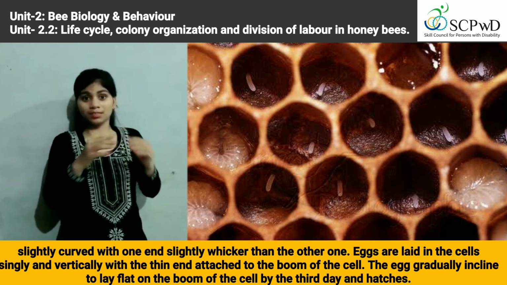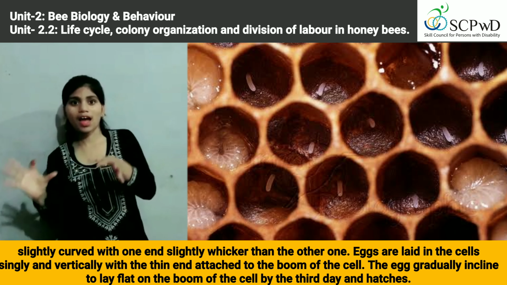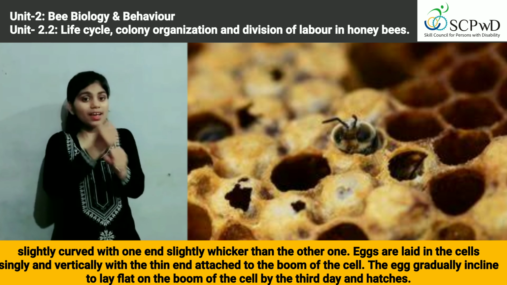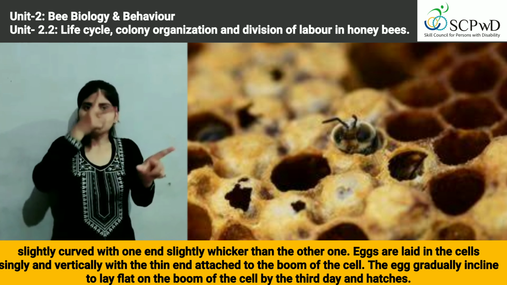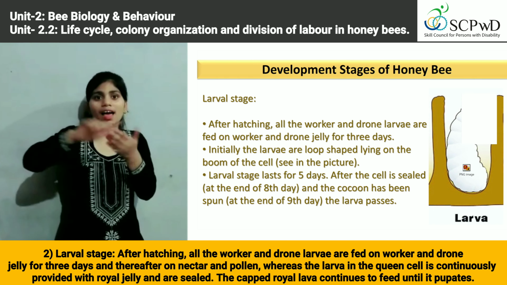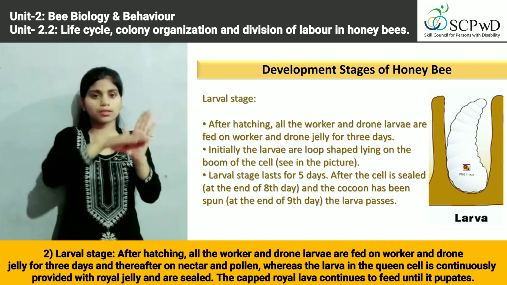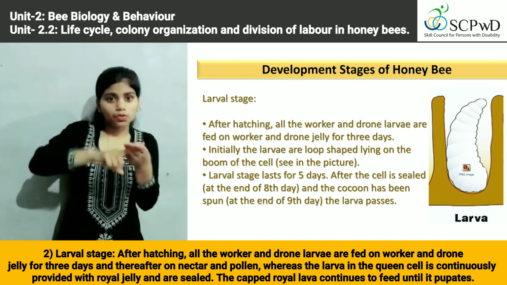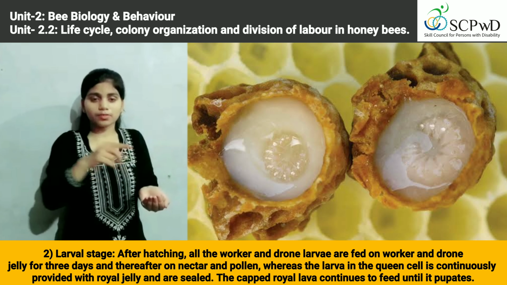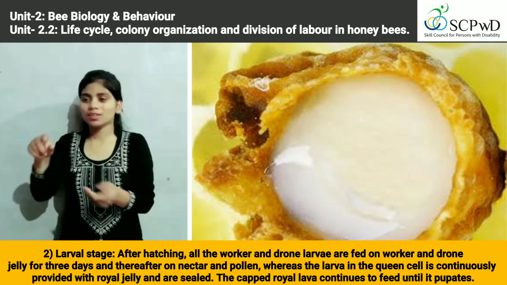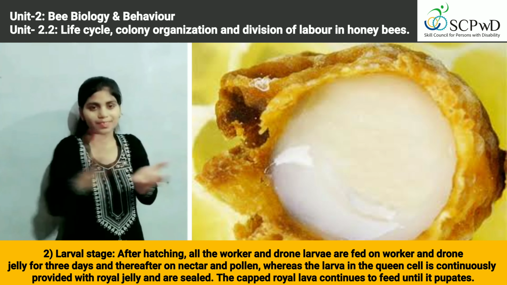Eggs are laid in the cells singly and vertically, with a thin end attached to the bottom of the cell. The egg gradually inclines to lay flat on the bottom of the cell by the third day and hatches. Second stage, larval stage. After hatching, all the worker and drone larvae are fed on worker and drone jelly for 3 days, and thereafter on nectar and pollen, whereas the larva in the queen cell is continuously provided with royal jelly until 8th day, when the queen cells are further packed with royal jelly and are sealed.